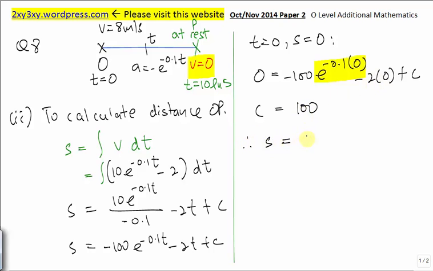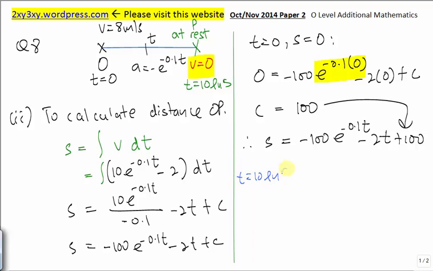Therefore, the displacement expression is this. c is substituted by 100. Now, this displacement expression tells you the distance from O. To calculate the distance OP, we have to substitute t equal to 10 ln 5. Therefore, when t equals 10 ln 5, s will be equal to -100e^(-0.1×10 ln 5) - 2(10 ln 5) + 100.